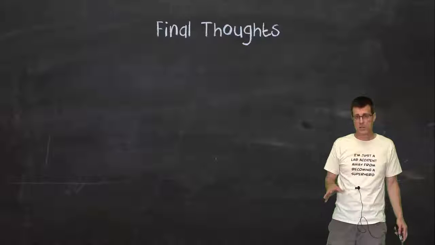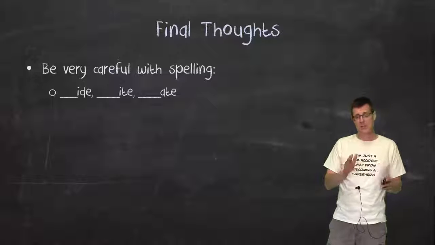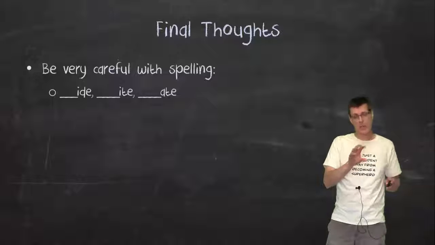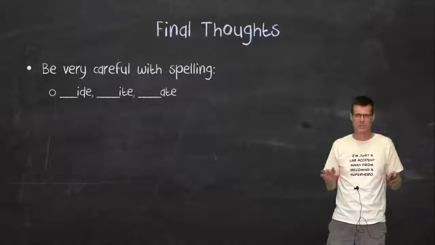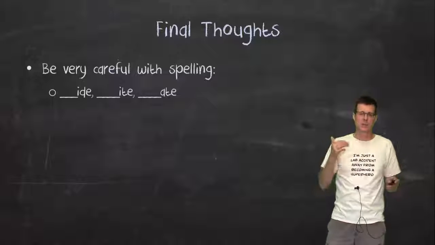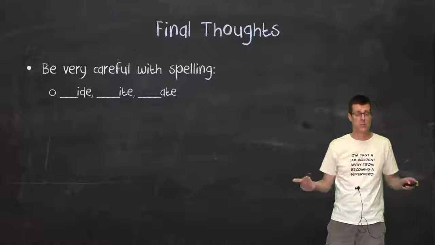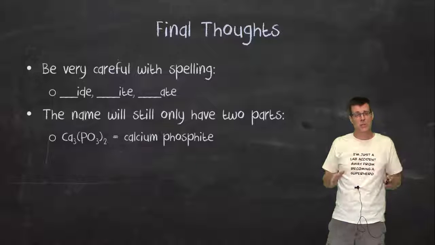Okay, a few last things. Number one is when you're doing your handwritten stuff, it's important to be careful now, because I have names that end in IDE, ITE, and ATE. So if you're a little bit messy, then I need to be able to see what you're writing. You need to be able to see what you're writing. It's just that simple. The name is still only going to have 2 parts.